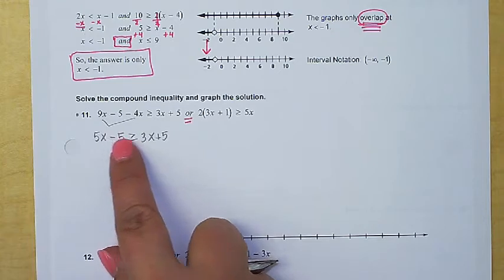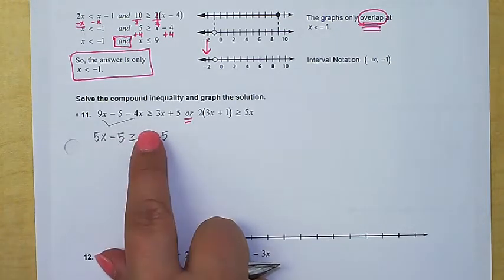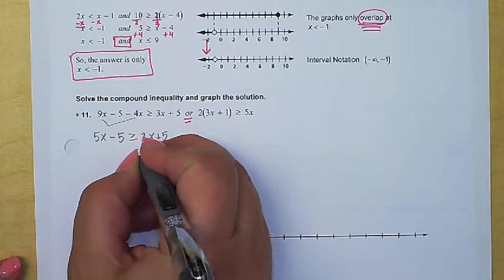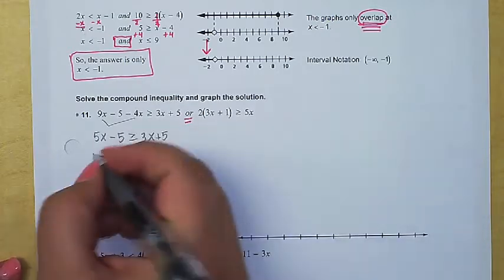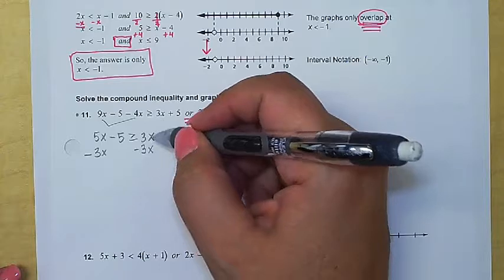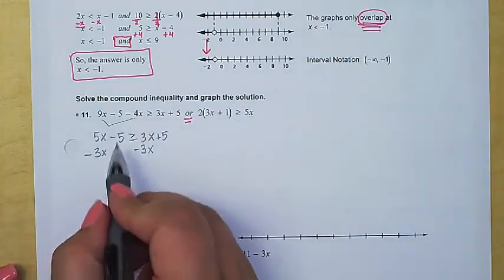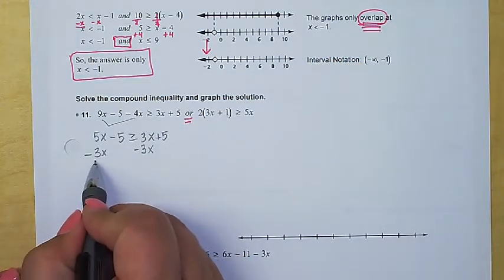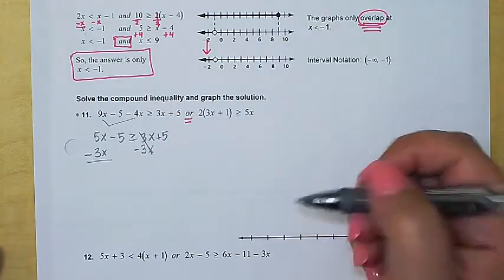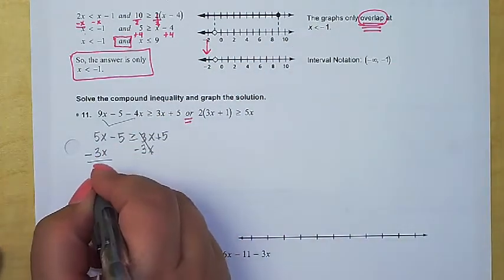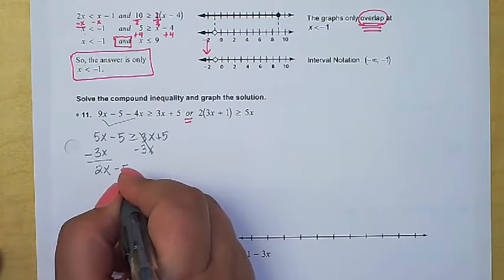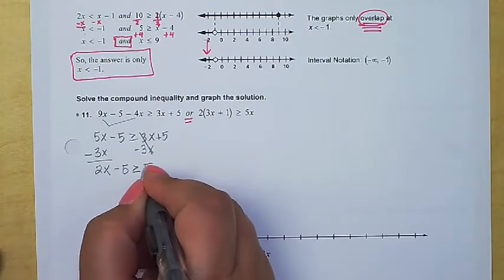Step 2 is take care of those x's. I have x's on both sides, so I'm going to try to get rid of that problem as quickly as possible. I'm going to pick one of my x terms and eliminate it with the opposite sign. In this case, I'm choosing to do the 3x for a variety of reasons. First of all, I like my variables on the left, and I also like them positive. So it's a win-win to get rid of the 3x's. That leaves me with 2x, because if I take 3 away here, I have to take 3 away there. So I've got 2x minus 5 is greater than or equal to 5.